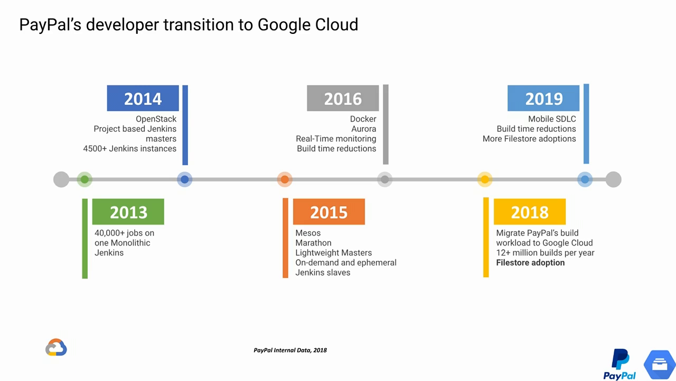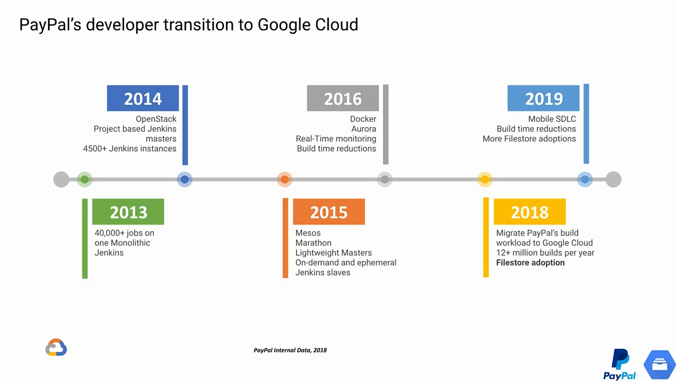To put this in some context, in 2013, we started the journey with one monolithic Jenkins with hundreds of plugins and more than 40,000 jobs running on a DL980. This got better after we migrated to OpenStack, and we used Mesos, Marathon, and Docker from 2014 to 2016. By 2018, we were creating so many jobs that we were not able to scale, and it was a pain to stand up our own infrastructure, which was a bottleneck for all developers. So we started migrating to Google Cloud.